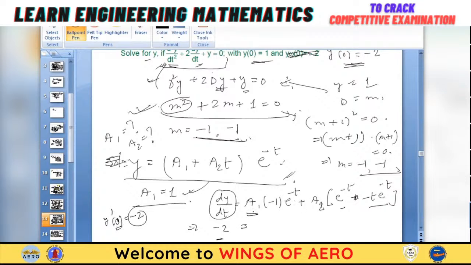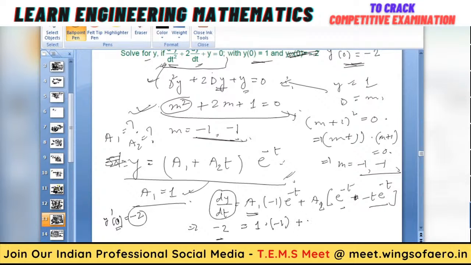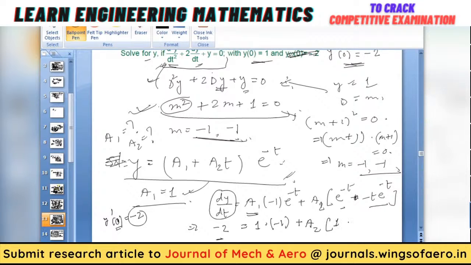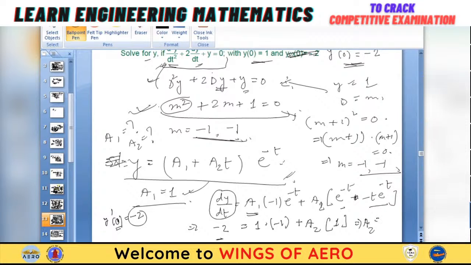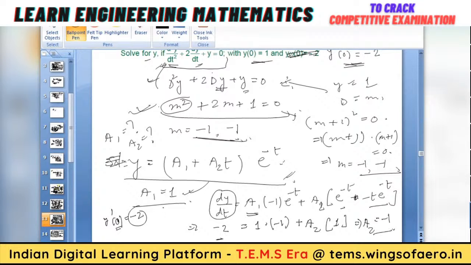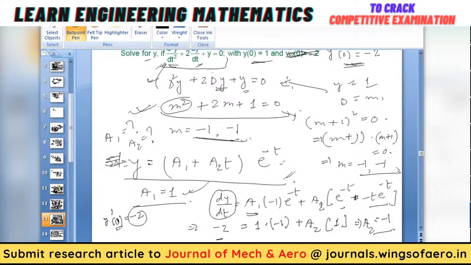If t equal to 0, a1 is equal to already 1. Put here 1, it becomes 1. So 1 into minus 1 plus a2. It becomes 1. So it means it is minus 1. A2 is equal to plus 1. Yes, minus 1. A1 equal to 1, A2 equal to minus 1. A1 equal to 1 and A2 equal to minus 1. Any doubt?